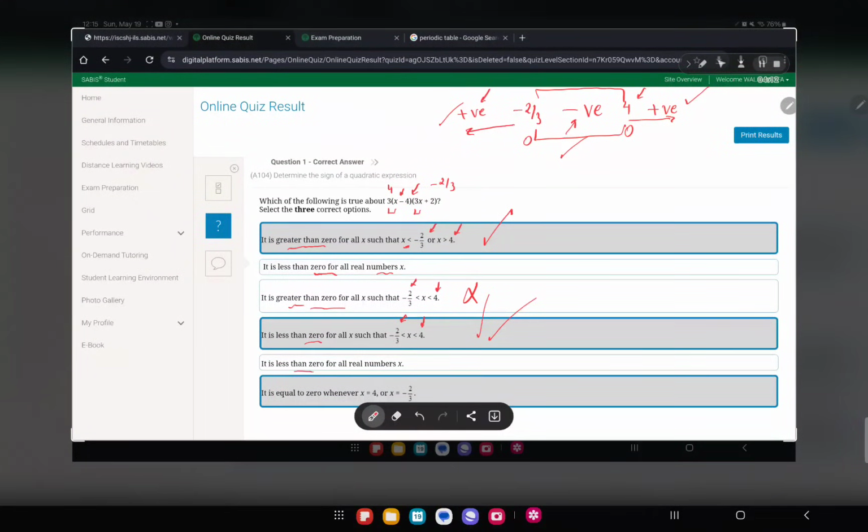How about it is less than 0 for all real numbers x? Is it always less than 0? Is it less than 0 everywhere? And is it negative everywhere? Of course not. So that's wrong. It's equal to 0 when x equals 4 or x equals negative 2 over 3. Let's see, when x equals 4, is it equal to 0? Yes. How about when x equals negative 2 over 3? Yes. Okay, so that's how you do it.